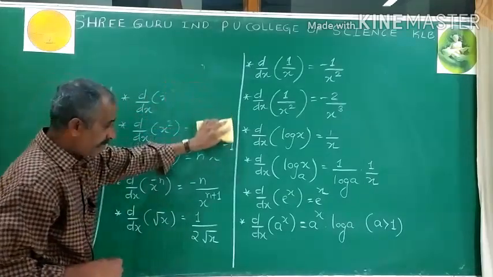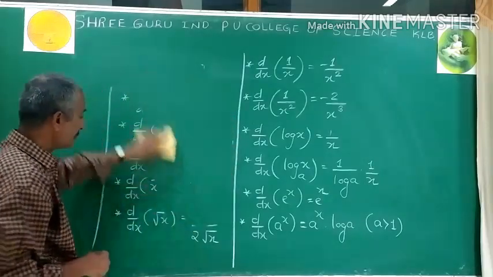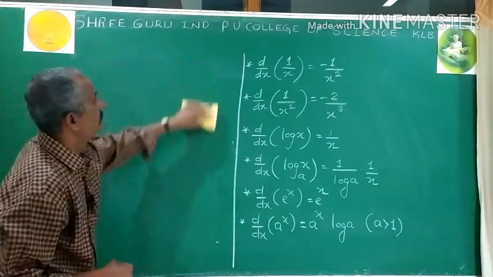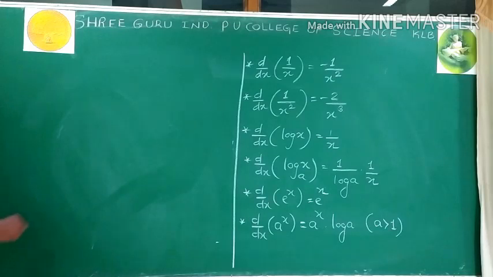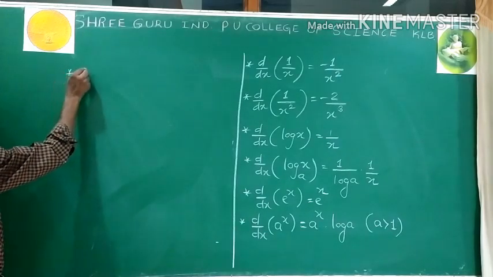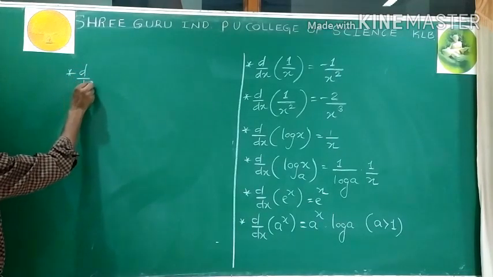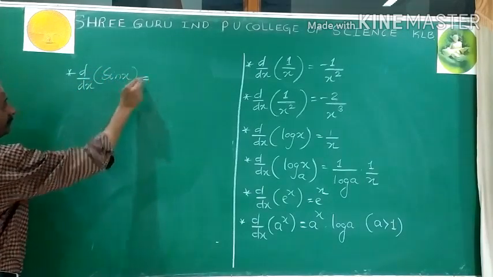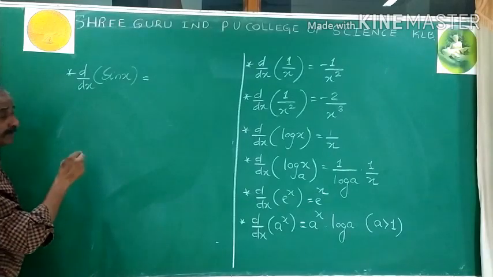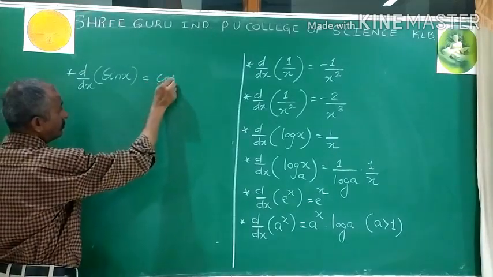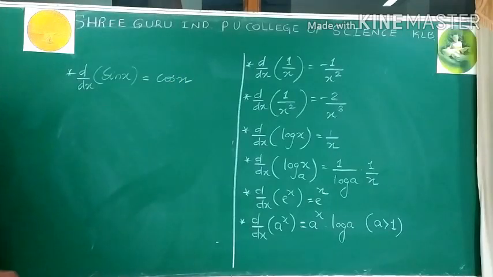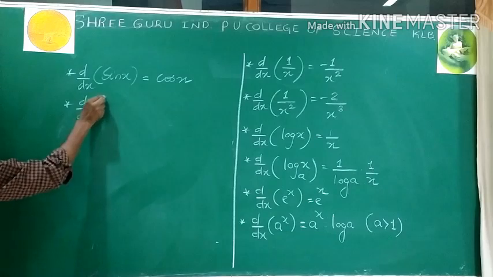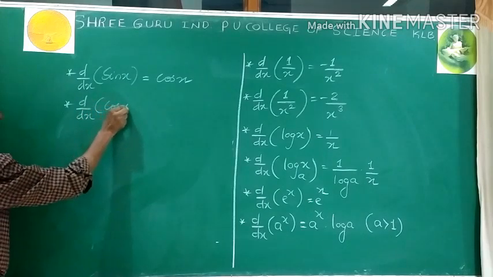Still we have more formulas concerned with differentiation in our list. The next formula: dy dx of sin x, meaning the derivative of the sin x function with respect to x, the answer will be equal to cos x. Next, the derivative of cos x with respect to x is equal to minus of sin x.